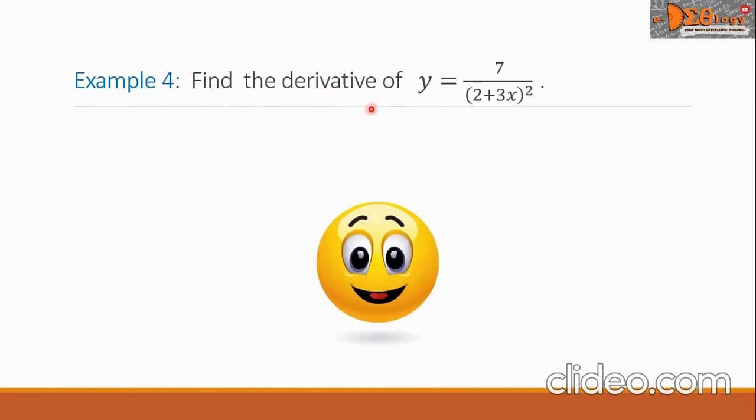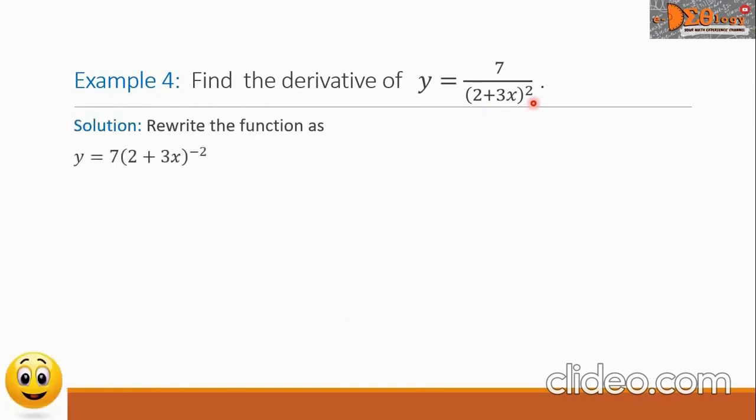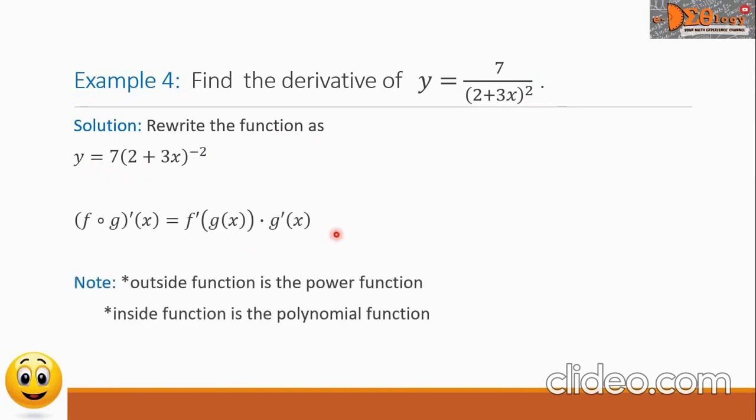Find the derivative of the function y equals 7 all over the quantity 2 plus 3x all raised to 2. At first, let us rewrite the function as y equals 7 times the quantity 2 plus 3x, and this is now raised to negative 2. Then let us write the formula for the chain rule. Let's take note again that the outside function is the power function, and the inside function is the polynomial function.